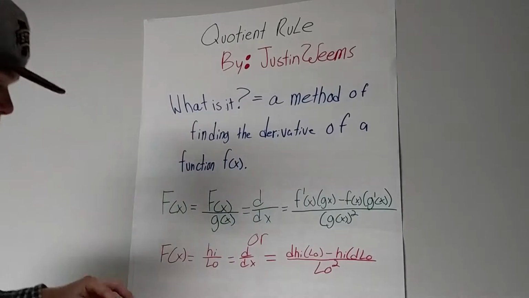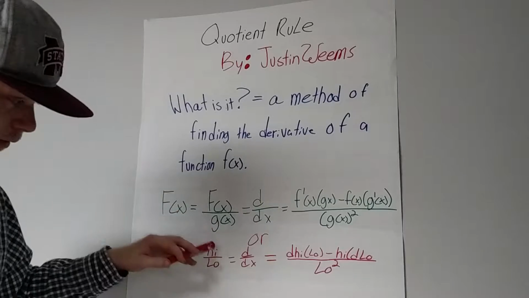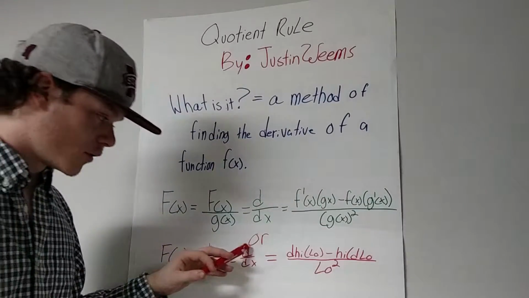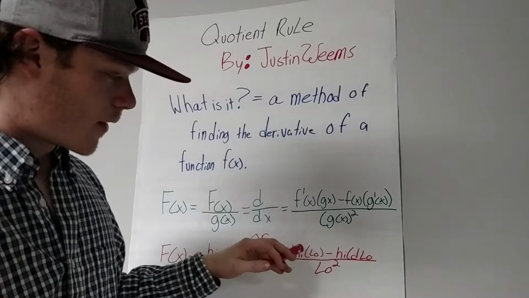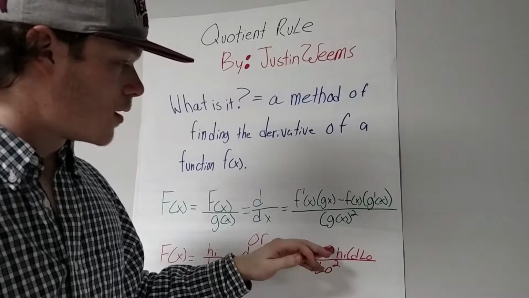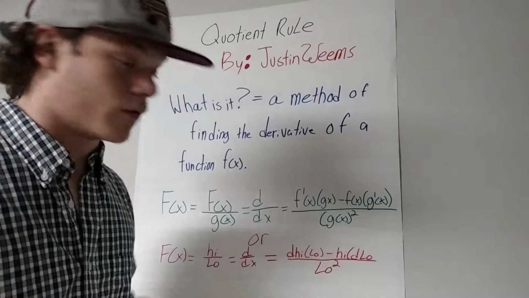To represent this in another way, f of x, high over low, the top function over the bottom function. So to represent that with derivative with respect to x, you do the derivative of the high times the low minus high times the derivative of low all over low squared.